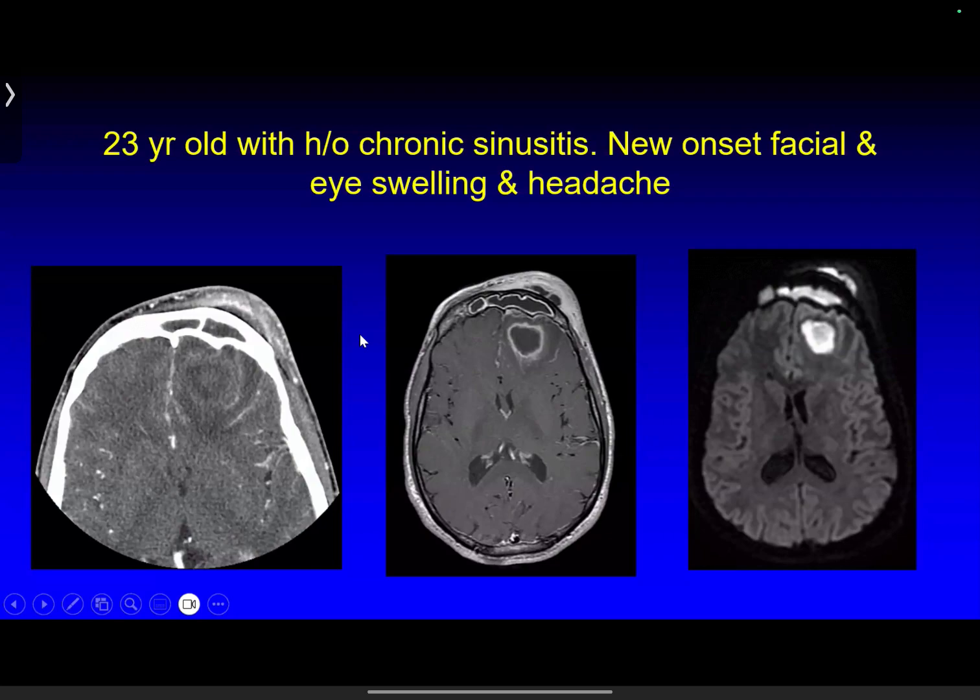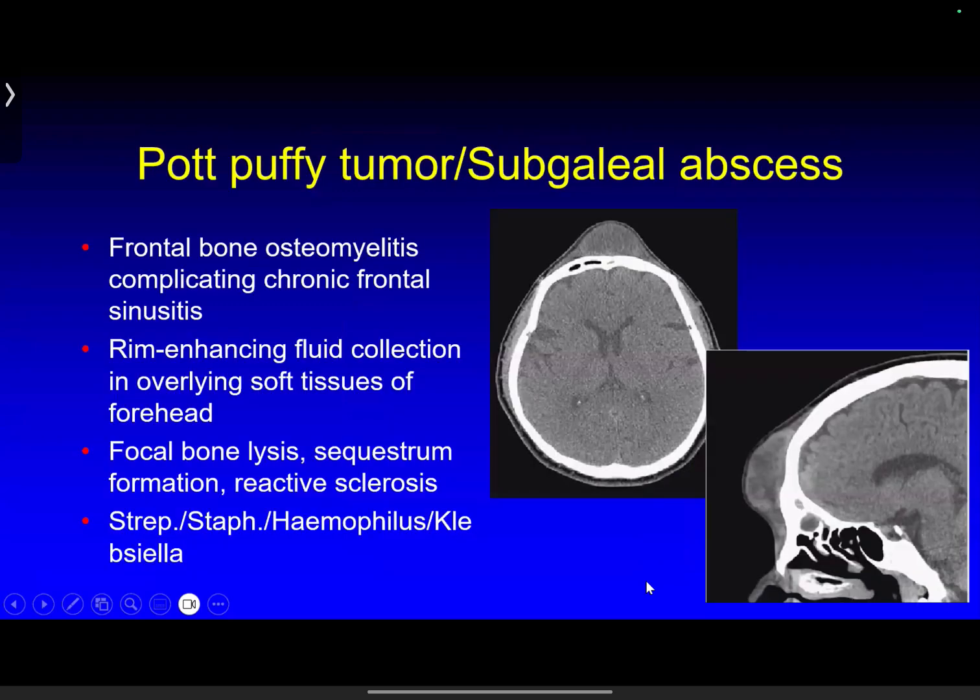So an MRI was obtained, and you can see a rim-enhancing fluid collection in the left frontal lobe with diffusion restriction consistent with an intraparenchymal abscess, dural thickening, some meningeal enhancement, and consistent with meningitis. And note the diffusion restriction throughout the frontal sinus and in that subgaleal abscess consistent with pus. So this was a Pott puffy tumor or subgaleal abscess related to the frontal sinus.